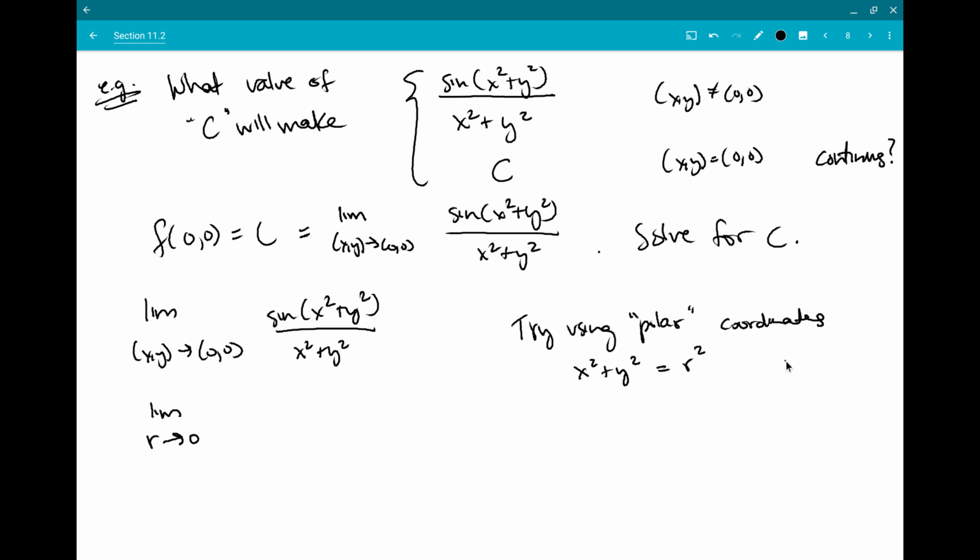Sort of think about, I'm getting closer and closer to the origin as I take smaller and smaller circles. And then I can replace every x squared plus y squared I see with an r squared instead. All right, so before I had something where as I go to 0, 0, I've got sine of 0 over 0. It's a mess. I still have something where I'm taking r to 0.